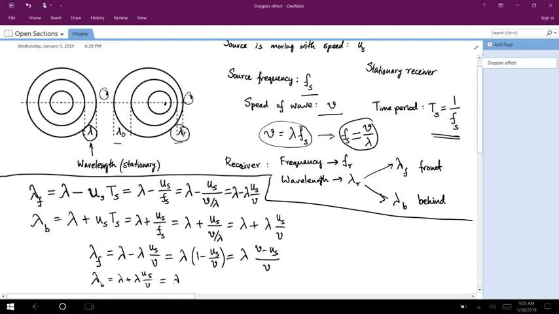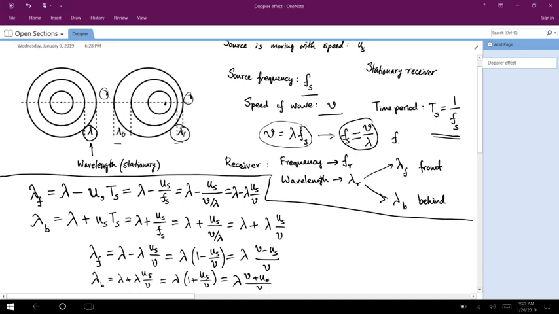And I can do the same algebra for lambda: I can pull lambda out, factor it out, 1 plus Us over V. And so this equals lambda times (V plus Us) divided by V. Okay, so that's for lambda, but remember lambda and frequency are inversely related, right? So one can actually write the relationship over here when we had Fr and lambda r.